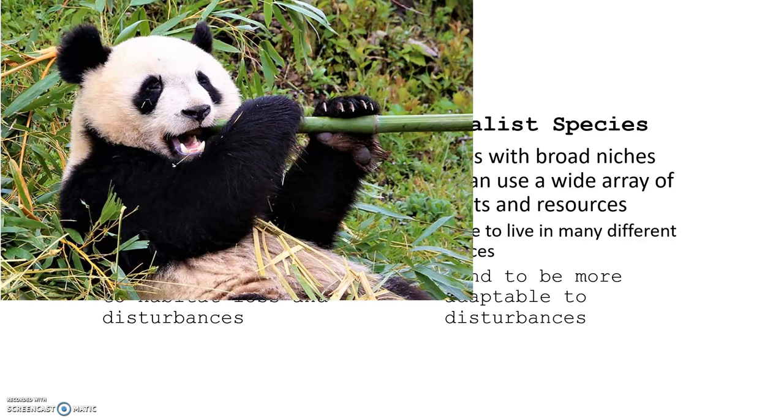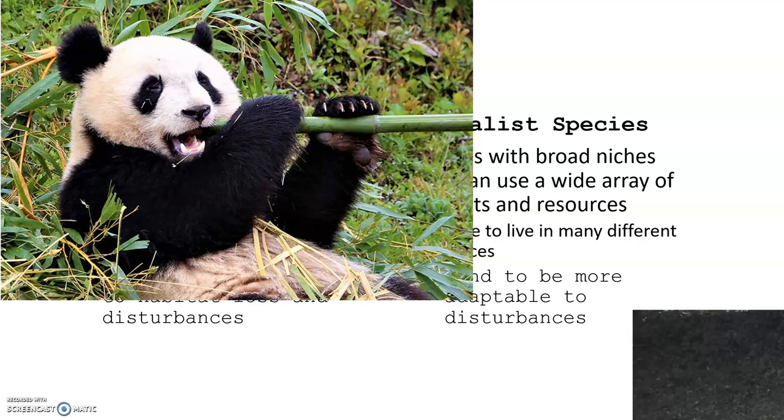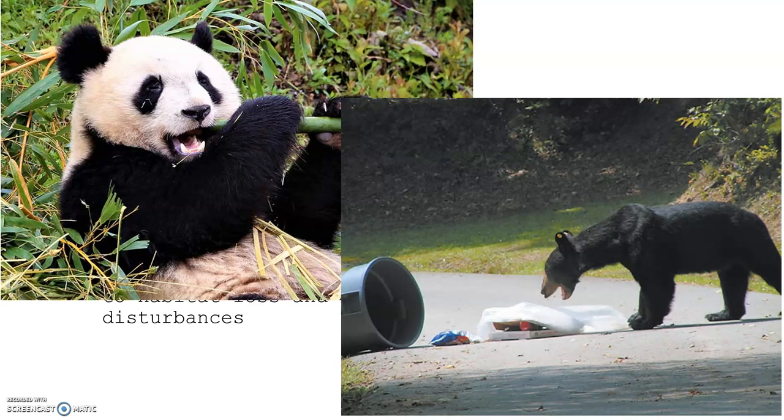And here are some examples. Okay, total specialist species has a very narrow range of things that it eats. Total generalist species, if the wild things that it wants to eat aren't available, it knows how to forage for them.